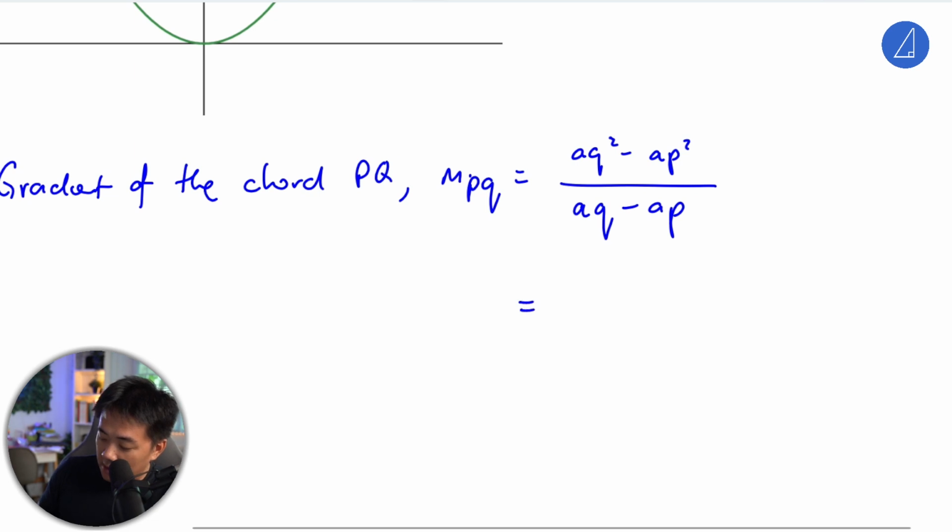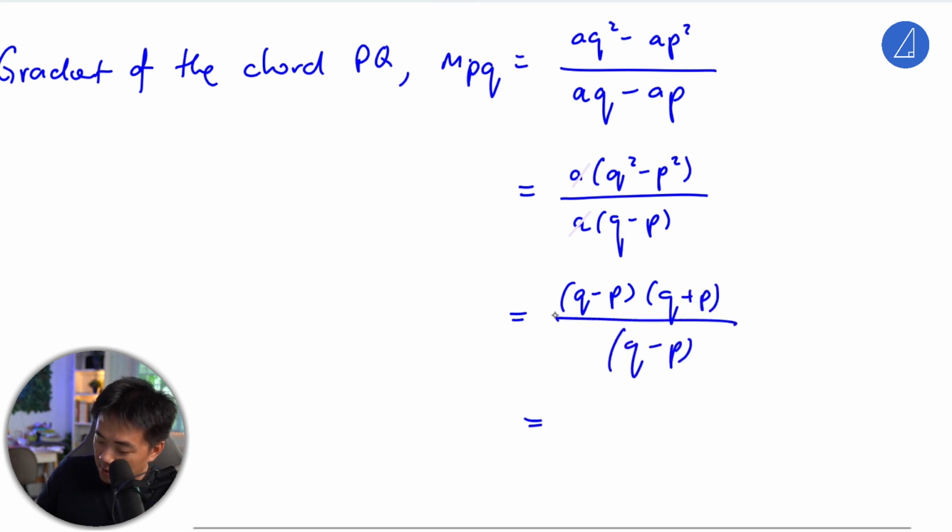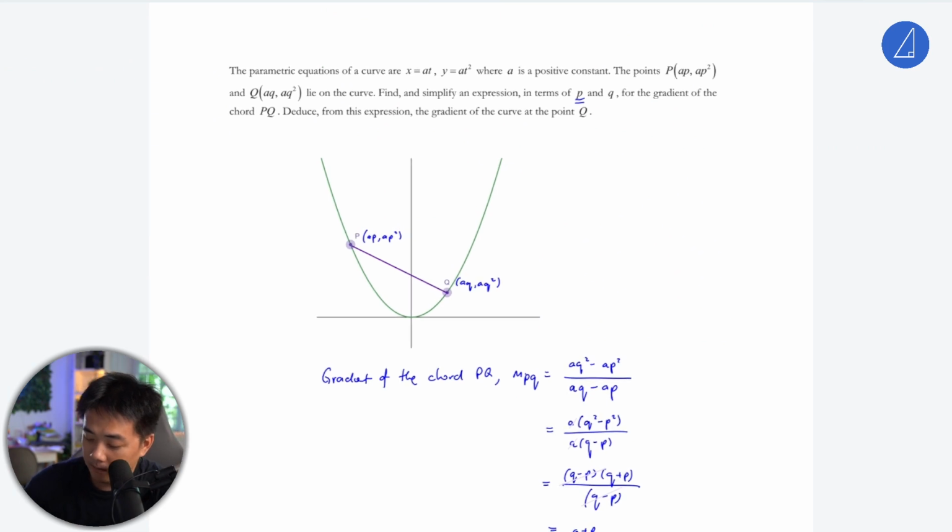Just simplify this. What I get is a q squared minus p squared over a q minus p. Then on top, just cancel the a's. Then what we get is q minus p times q plus p over q minus p. Cancel these two and we get q plus p. Okay, great, so we've done the first one. The simplified gradient of chord PQ is simply that.